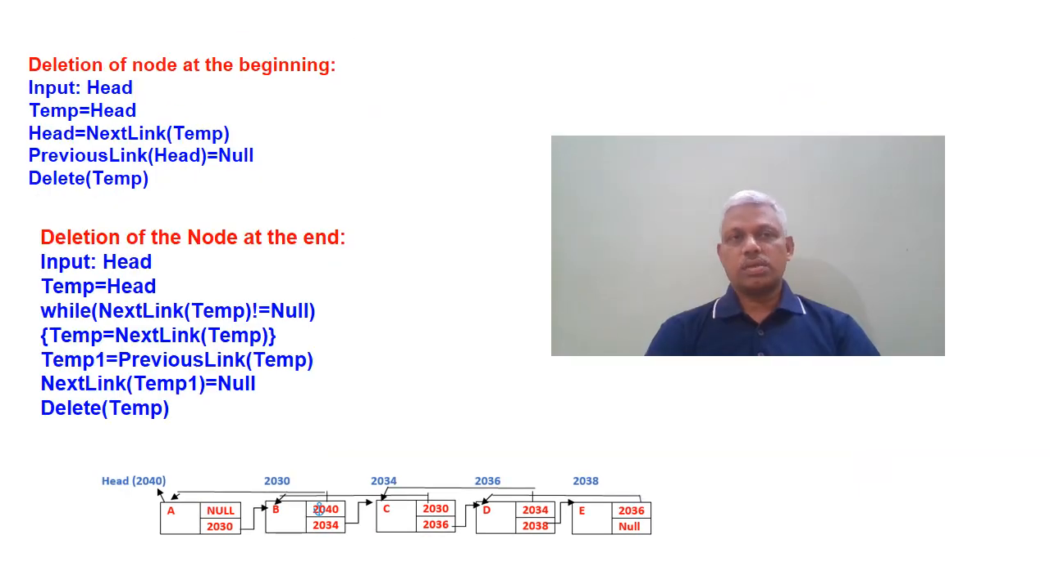Two more operations are there: deletion can be done again. Deletion at the beginning of the double linked list. Deletion can be at the end of the linked list. Similarly, deletion can also be done at any middle location.